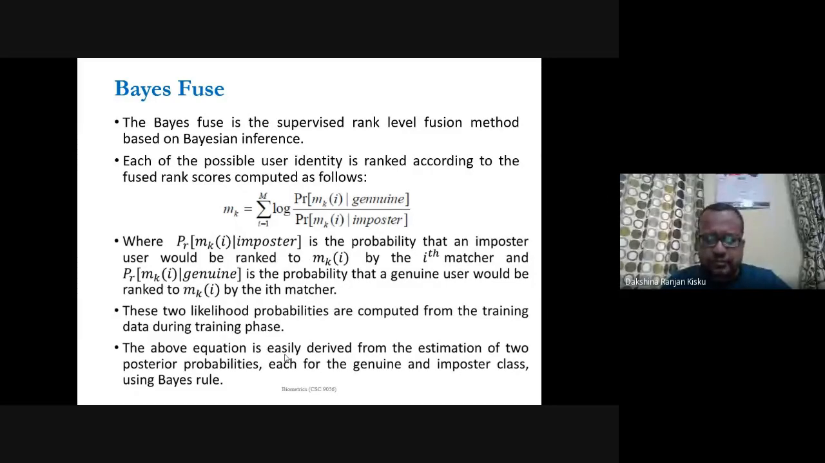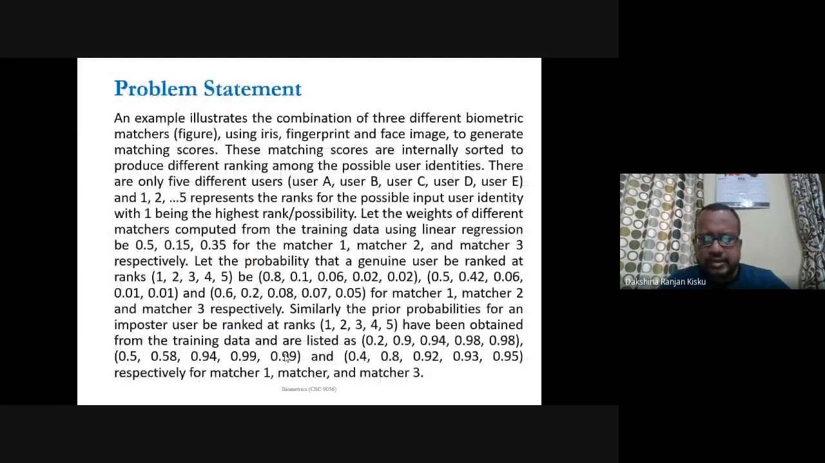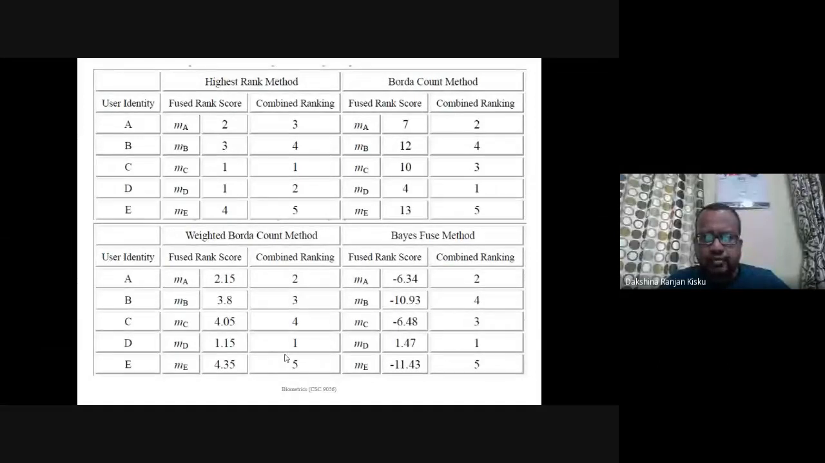That's why we initiated a discussion on Bayes rule, because here we use the Bayes rule to get the fused rank mk for rank level fusion. In the last class we talked about this problem statement on rank level fusion, where we use four different rank level fusion methods: highest rank method, Borda count method, weighted Borda count method, and Bayes fusion method. For the Bayes fusion method, fused rank scores are obtained for five different identities, indicated by MA, MB, MC, MD, and ME. These are the fused rank scores for five different user identities.